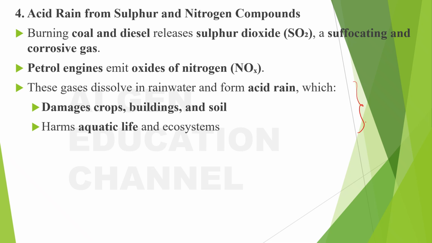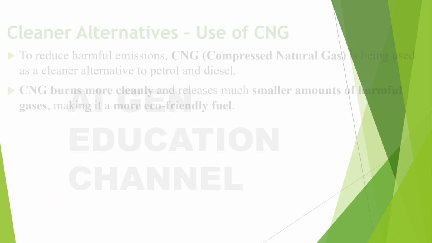So burning coal and diesel releases sulfur dioxide, a suffocating and corrosive gas, and petrol engines emit oxides of nitrogen. So oxides of nitrogen and sulfur together give us acid rain, and what will it do? It will damage our crops, buildings, soil and also aquatic life and other ecosystems, right?